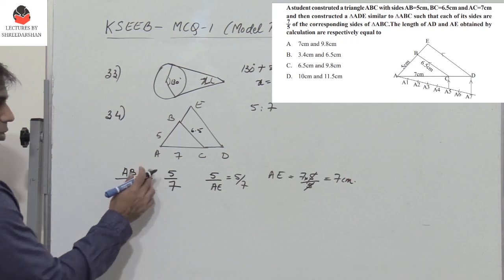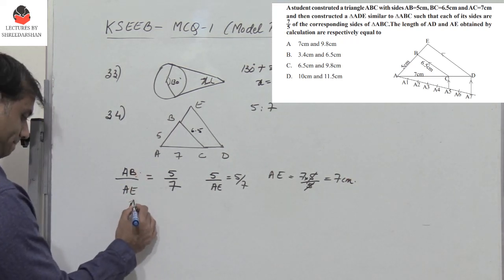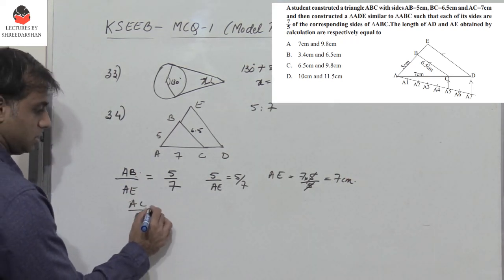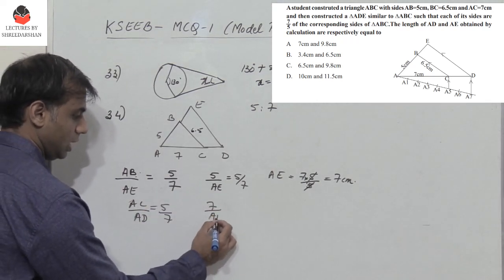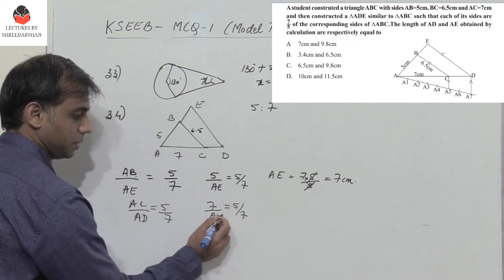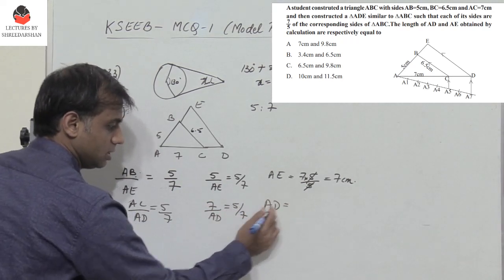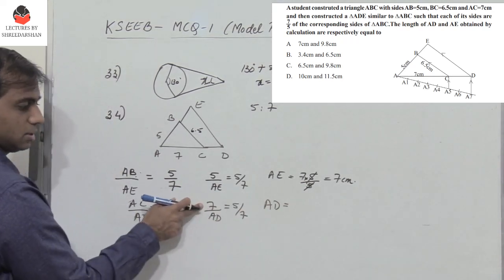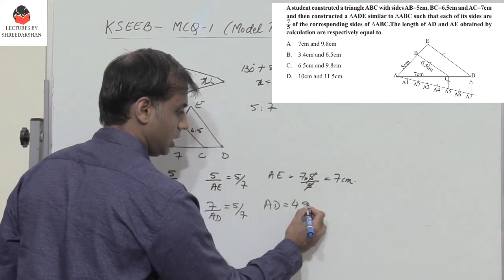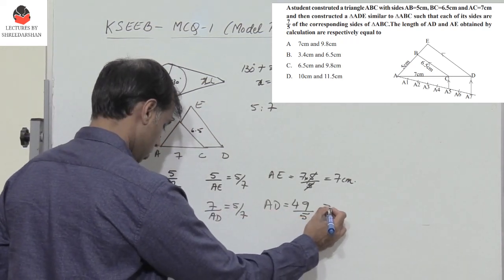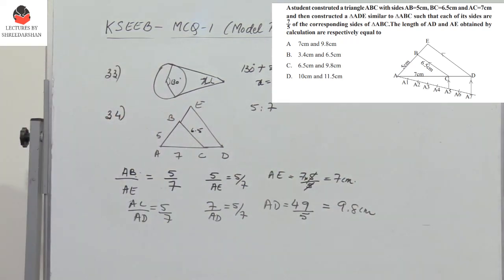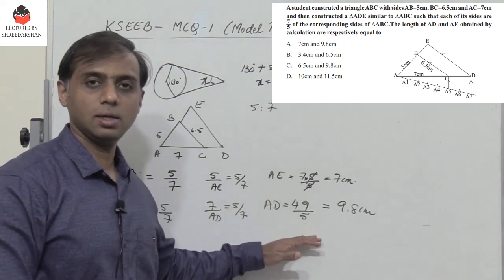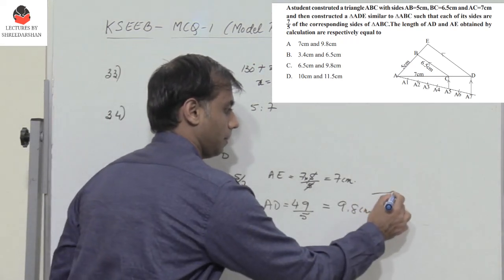So similarly, you have AC by AD is equal to 5 by 7. AC is 7, so 7 by AD is equal to 5 by 7. Now what is AD? I bring AD here, take this 7 here. 7 into 7 is 49 by 5. So you get the value as 9.8 centimeters. So the value of AE is 7, the value of AD is 9.8, and the right option is option A.